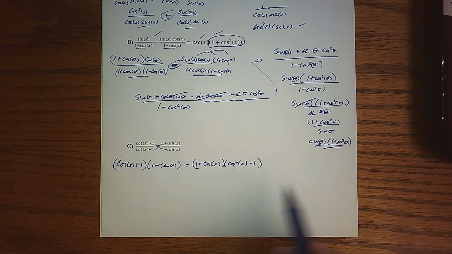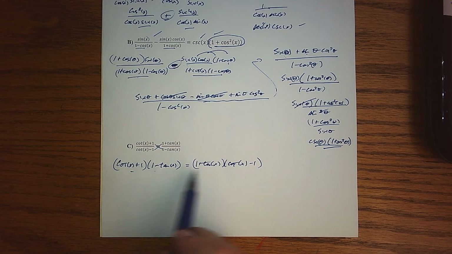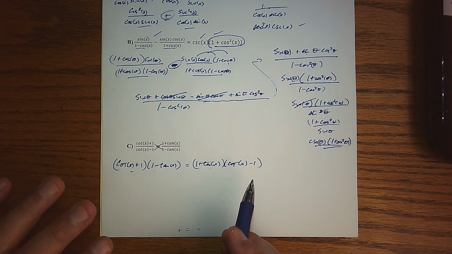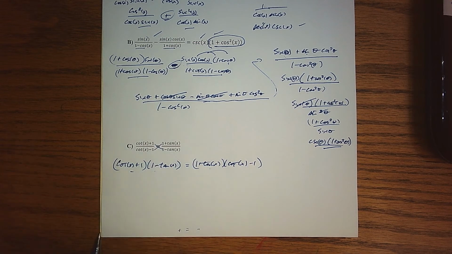And so all that's left to do is to hammer this out, right? FOIL this out and FOIL that out. And what we're hoping is we get something equal to something. And if we do, that means this is an identity. If we don't, that means the identity is not proven.